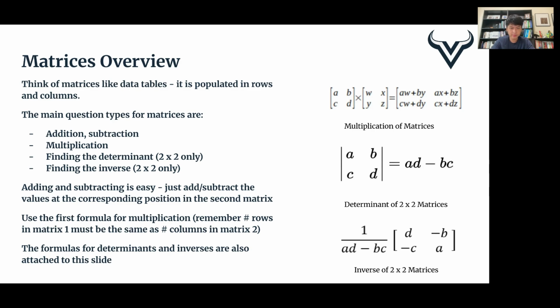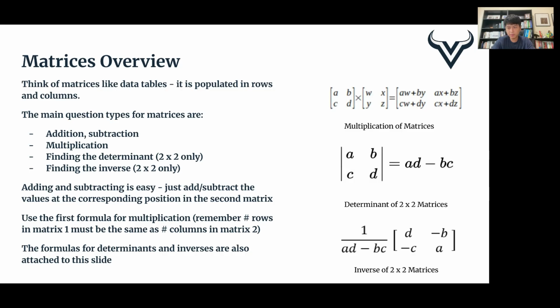Adding and subtracting matrices is easy. You simply add and subtract the values at the corresponding position in the second matrix. This means you can only add and subtract matrices of the same size. Use the first formula on the right for multiplication. Remember, the number of rows in matrix 1 must be the same as the number of columns in matrix 2, and vice versa. For example, the two matrices multiply together.